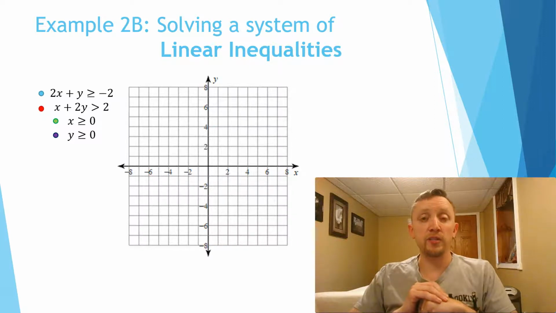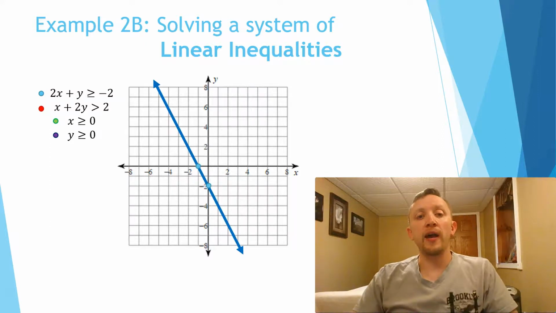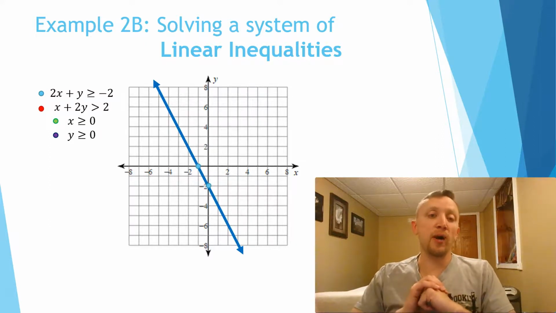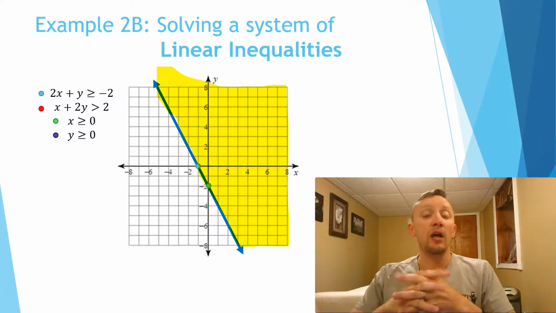All right, well, how did you do? Let's go through this one piece by piece. So for the first inequality, you would have found an x-intercept at -1 and a y-intercept at -2, and you should have shaded above that line. Again, you'd use a solid line there.